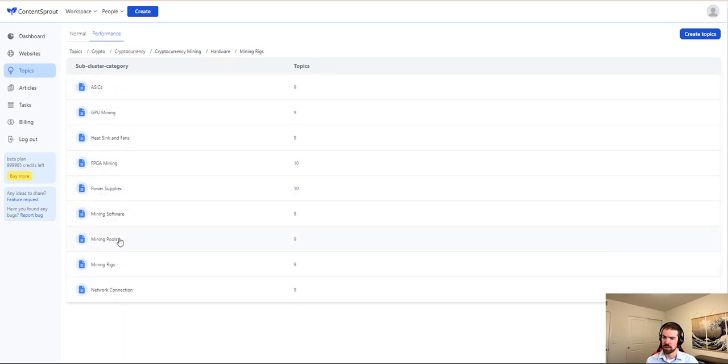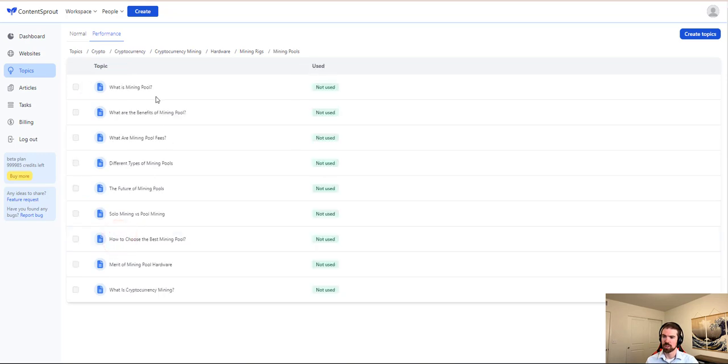And we can do mining pools, I guess. So what is a mining pool? What are the benefits of? Okay, so on this one, it didn't catch that you need "of a mining pool", right? So small little issues like this are popping up, and we're trying to fix them. But it still gets the job done. It would still write a great article.